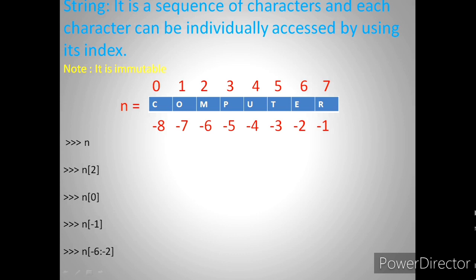Now, if I say the value n, can you tell me what output you will be getting over here? Computer. Very good. You are getting computer. One more word is coming across over here, which you are getting on your screen in yellow color: immutable. The word immutable means that you cannot change the value of your string. That means you cannot change the index value of your string when it is immutable, and if it is mutable we can change the value.